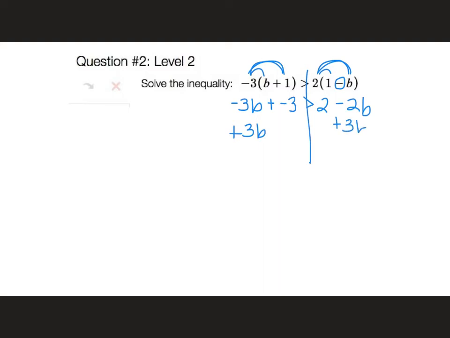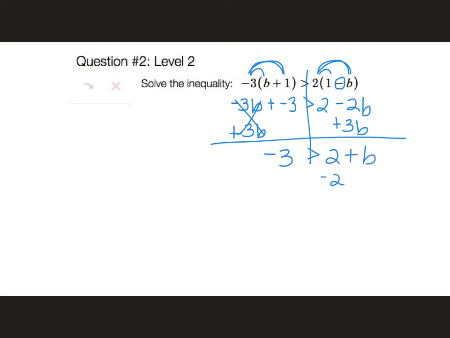Second question. A few more steps on this one as we've got those parentheses. So we need to get rid of those parentheses first. Negative 3 times b plus a negative 3 times a positive 1 is a negative 3. 2 times 1, 2 times a negative b, look out for that sign, is a negative 2b. Now we'll get our b's together. Let's move our smaller. So negative 3 is smaller than our negative 2. When we do that, we're left with negative 3 is bigger than 2. Negative 2b, get 3 bigger, gives us 1b.